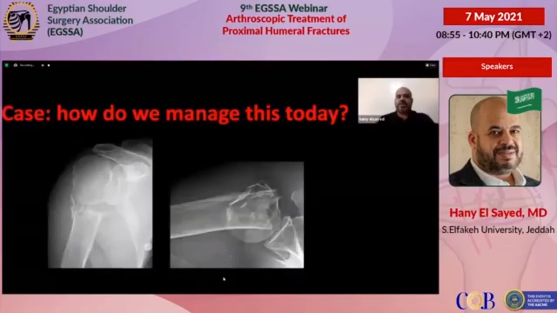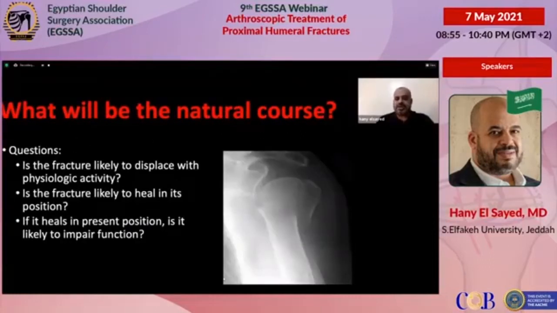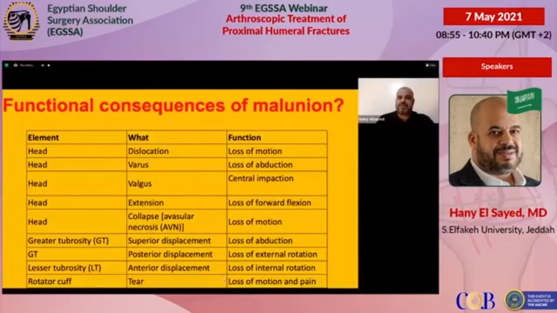So when we see an X-ray, we need to know how to deal with these fractures. First, we need to know what the natural history of the fractures is. What happens if we leave the fracture without treatment? This table is a very good table for the functional consequences of malreduction, or the natural history of the proximal humerus.